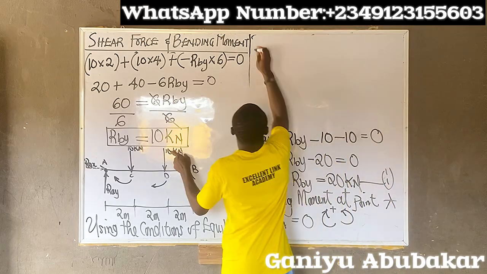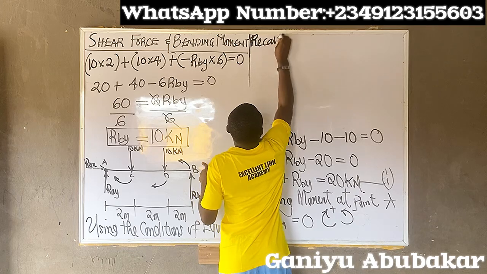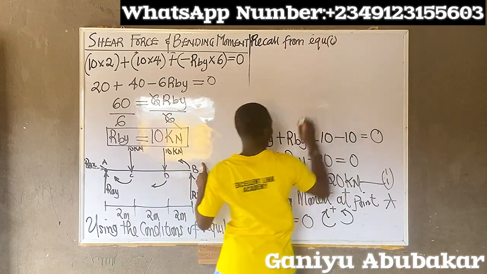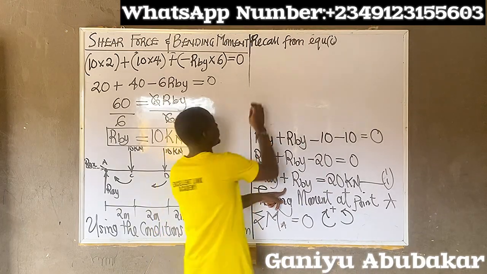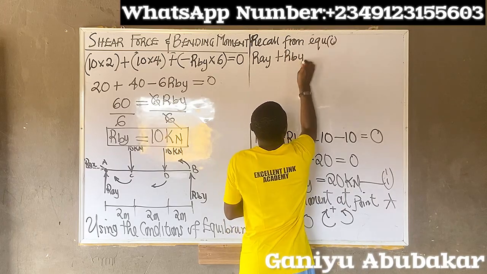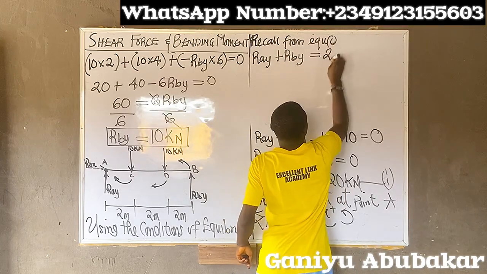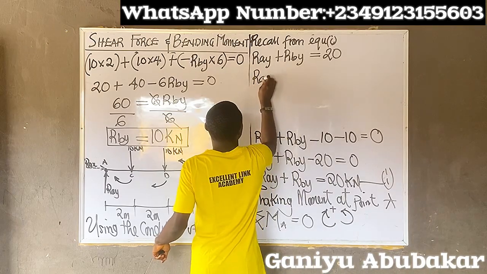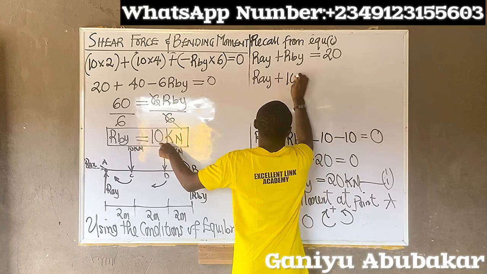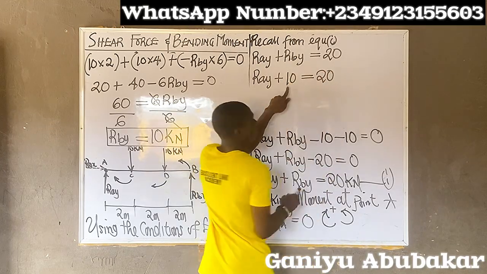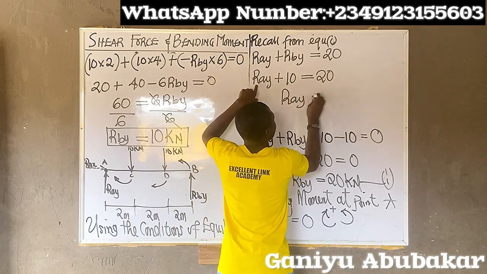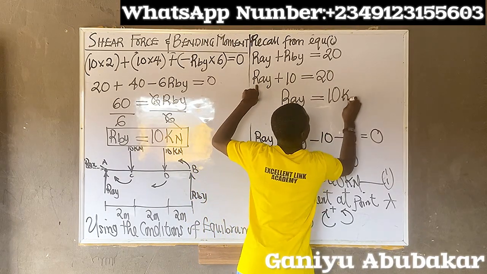So from here, recall from equation 1. What's equation 1 there? This one here. That says what? RAY plus RBY equal to what? 20, right? This gives you RAY plus RBY, and you just got the value of RBY as 10 here. That gives you 10 plus RAY equal to 20. Take this one here. So what's RAY? RAY is equal to 10 kilonewton.